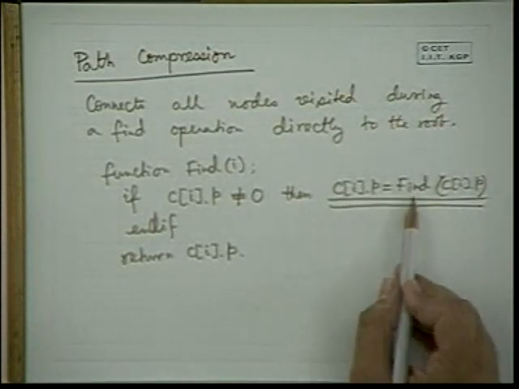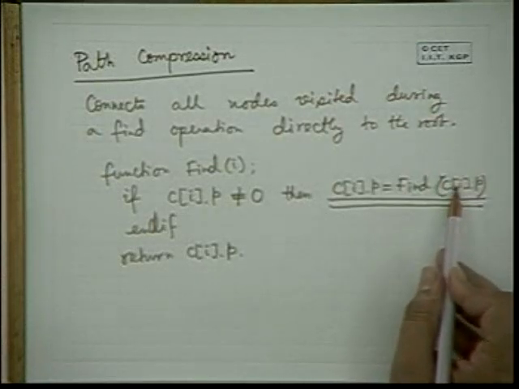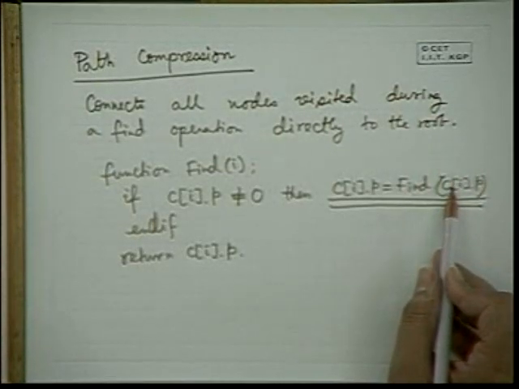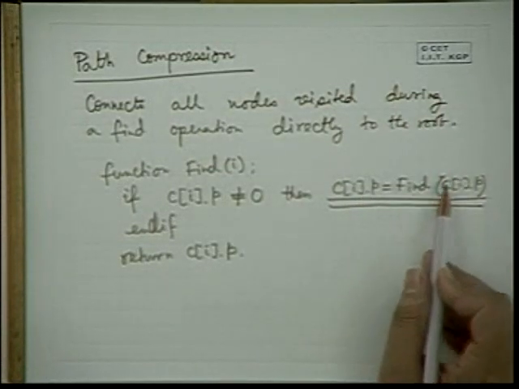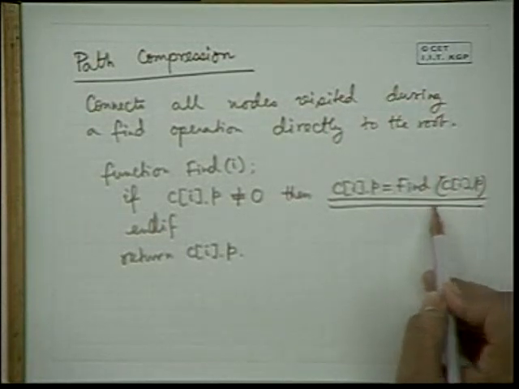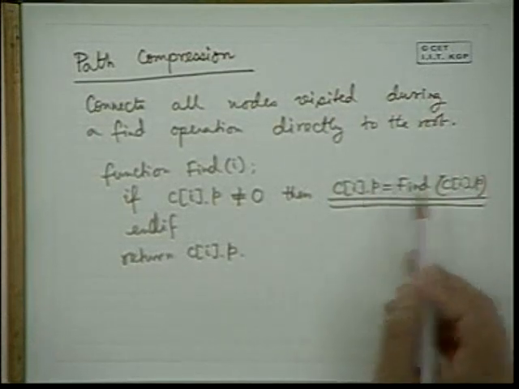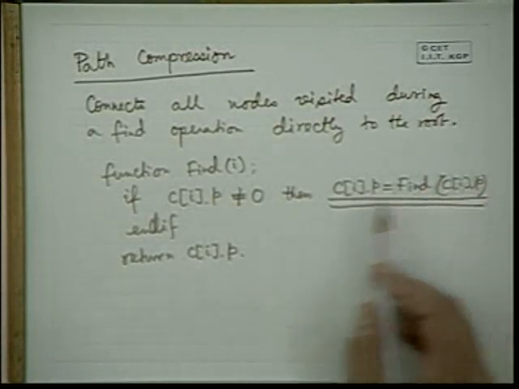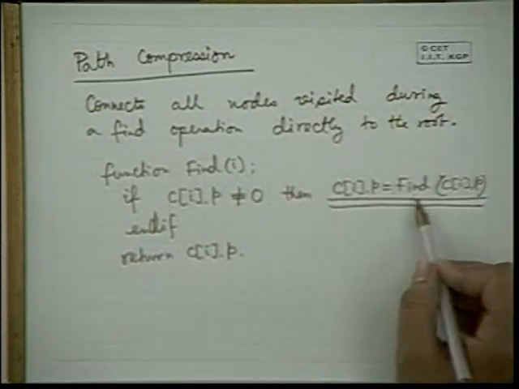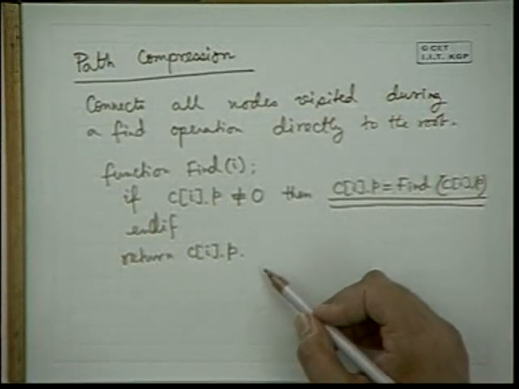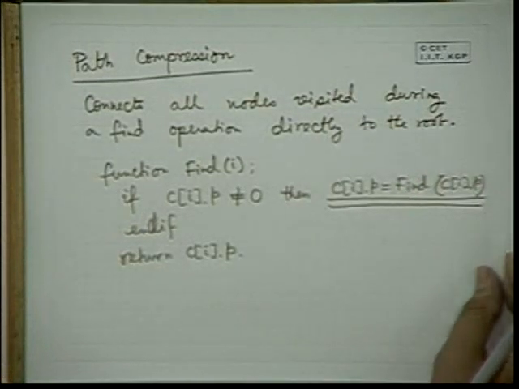Recursively assume that find(ci.p) will give you the pointer to the root. Now ci.p will be set to the root. So if you unravel this recursion, you will see that as you go up the tree, for each node on the path, it is setting its pointer to the root. Exactly, this is what the recursion is doing.